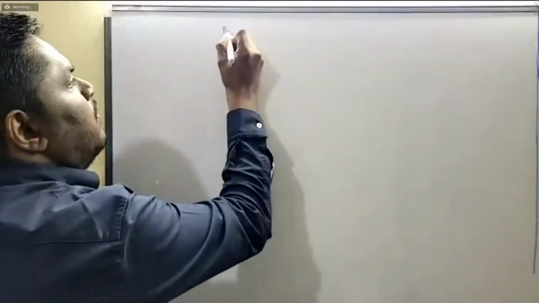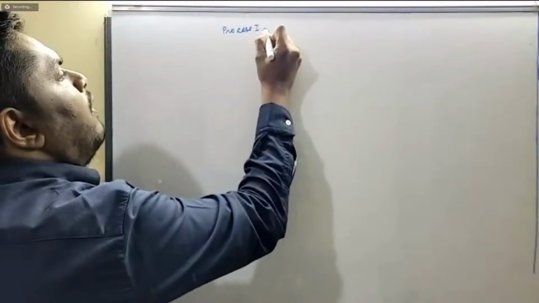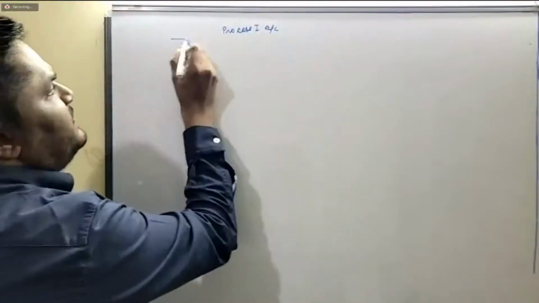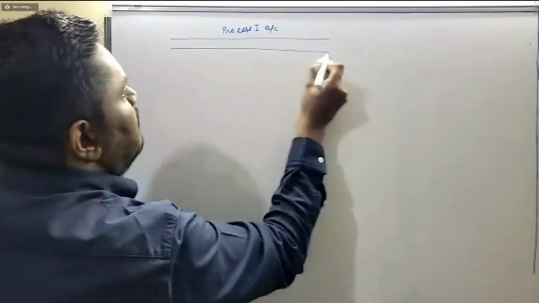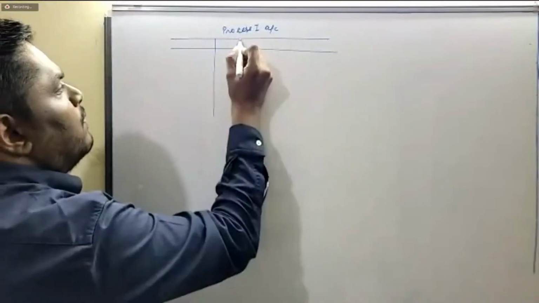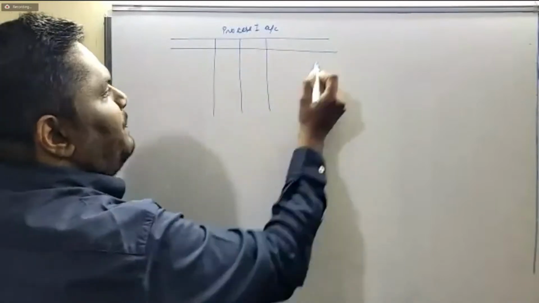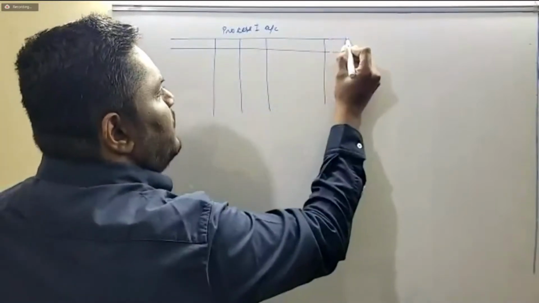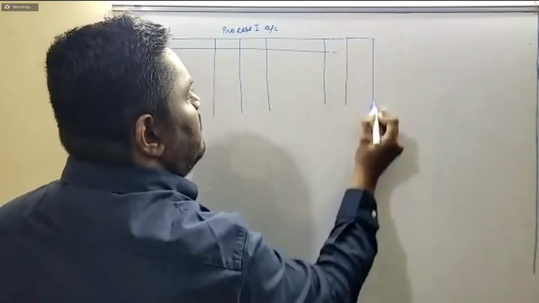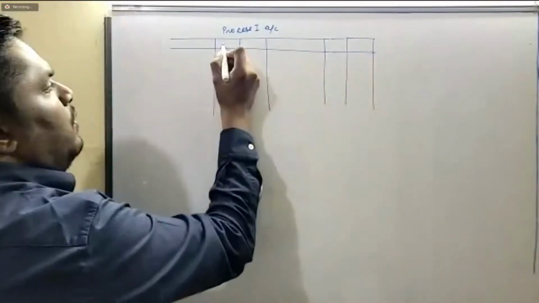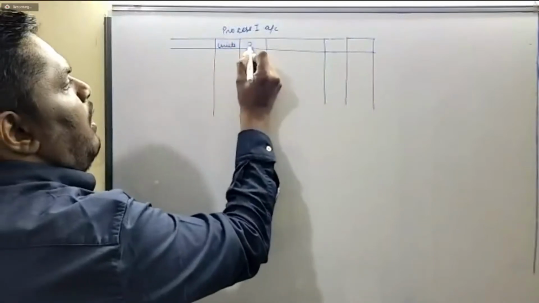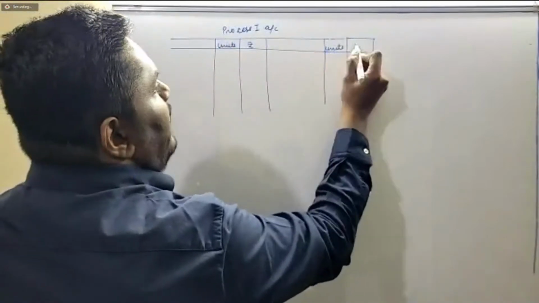Now, the point is how to prepare a process account. What is the pro forma of a process account? How to record the expenses that are related to the process. So we prepare a process account to record all the expenses pertaining to a process. When talking about the pro forma of process account, this is how a process account is prepared, wherein units, amount, units, and amount.